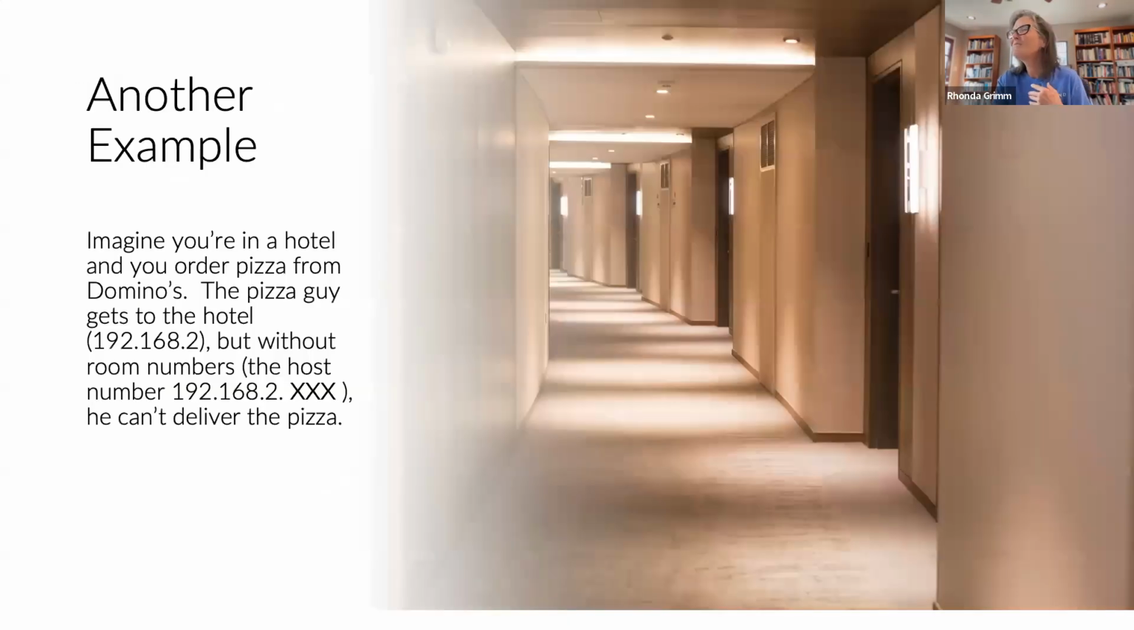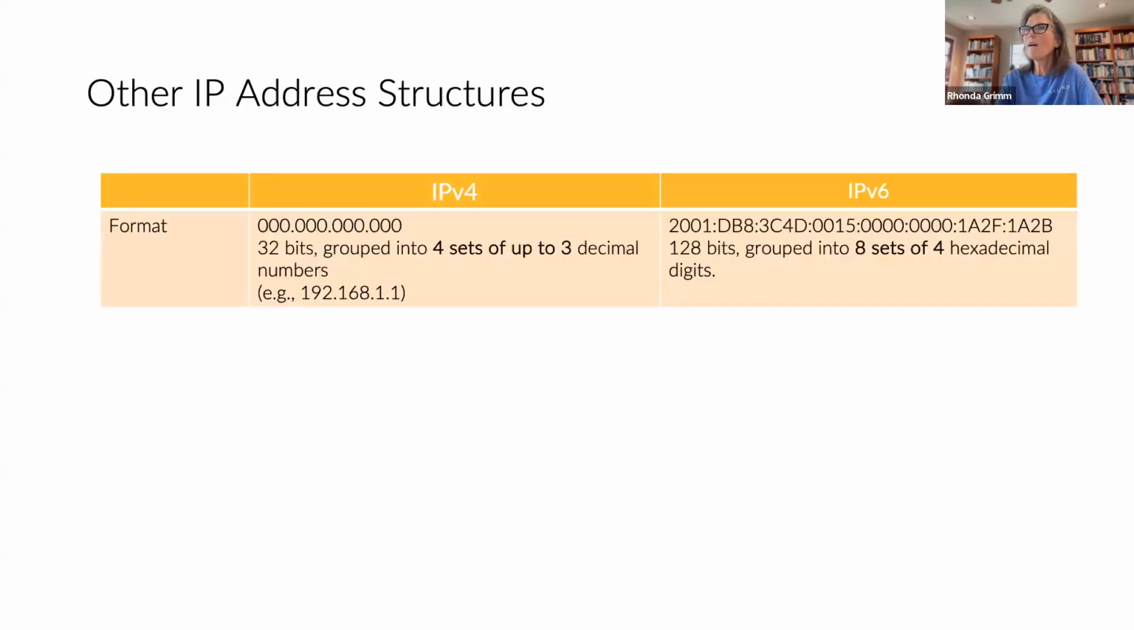And just to belabor this point, so maybe you're at CEDIA and you order pizza. The pizza guy can get to the hotel, which is like the 192.168.2, but without room numbers, he has no idea where to deliver the pizza. So the room number in this example would be, of course, the host address. So you've heard of IPv4, which is what we're talking about with those 4 sets of 3 decimal numbers. There's IPv6, which is like 8 sets of 4 hexadecimal digits. It's incredibly big.